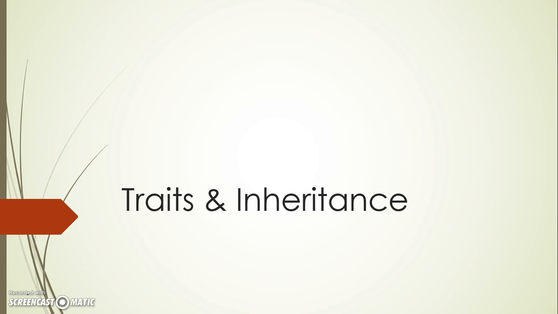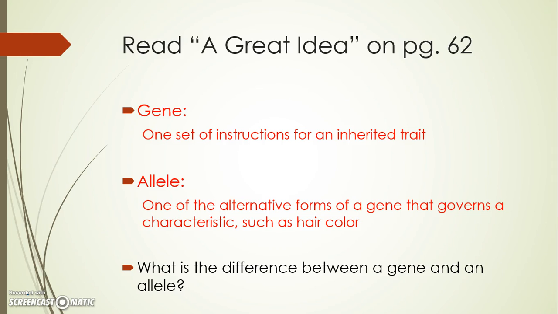So, the first part of traits and inheritance is a gene. What exactly is a gene? Well, a gene is a set of instructions for an inherited trait. So, you get two sets of instructions. You get a set from your father and a set from your mother. And depending on the different alleles, depends on whether you have maybe your father's eyes or your mother's eyes. Maybe you have your father's dark hair, but your mother's height, vice versa.